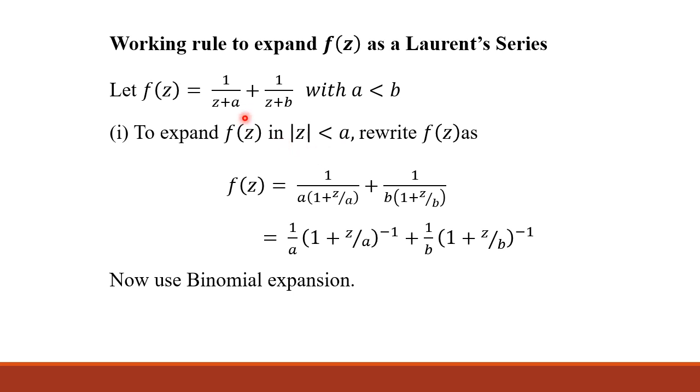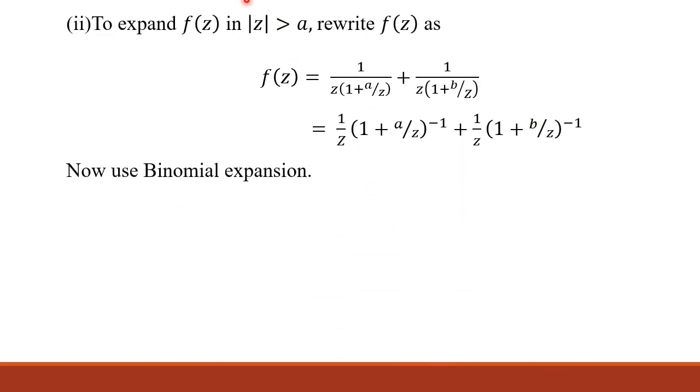Now, in the denominator we have a, so we take the constant term outside from f(z). From f(z), in the denominator we take the constants a and b outside. If we take a outside, the denominator becomes 1 plus z by a, and if we take the constant b outside, it becomes 1 plus z by b. Now, we take the terms 1 plus z by a and 1 plus z by b to the numerator, and it goes to the power minus 1. Now, we apply the binomial expansion to express it as a Laurent series.